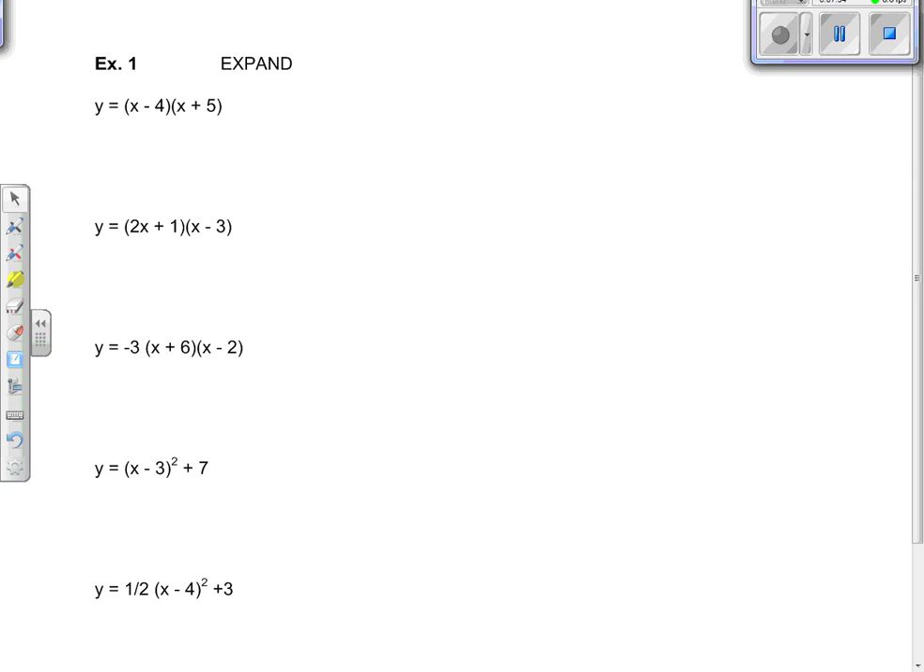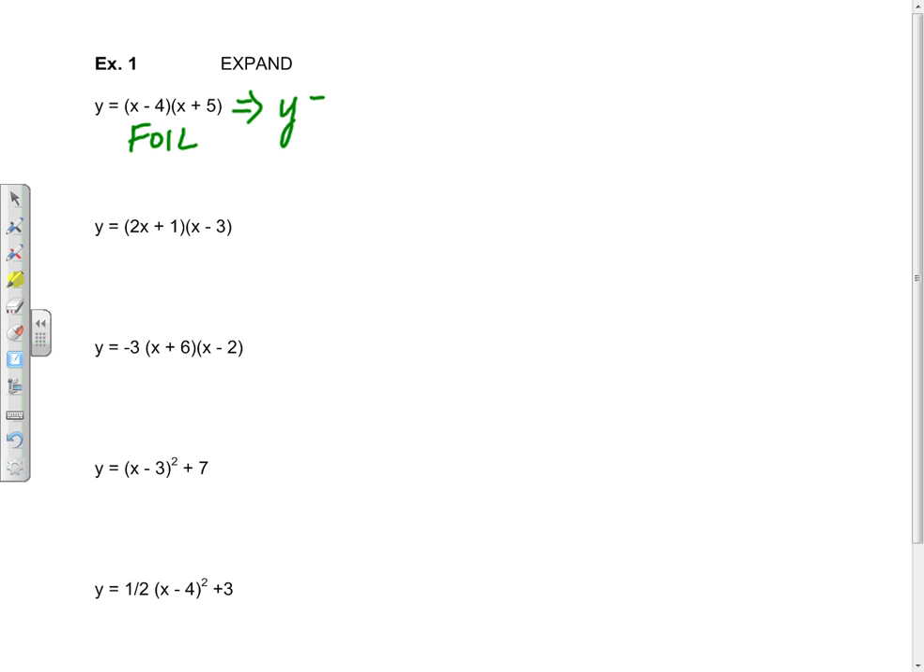Let's expand. I'm not trying to treat you like you're silly. Let's assume that is hard to remember. Okay. If I'm going to expand, I am going to do the distributive law gone wild. We use an acronym for that called FOIL. If I'm going to FOIL, I do my firsts, which is x times x, outsides, which is 5 times x, insides, which is minus 4 times x, and lasts, which is minus 4 times 5.